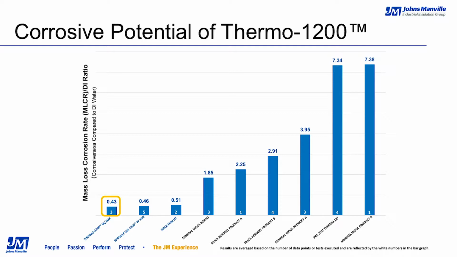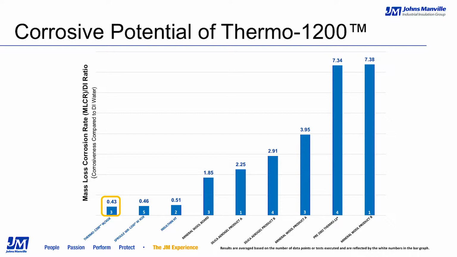The y-axis on the table is the ratio of mass loss corrosion rate for the insulation material to DI water. This ratio provides a baseline for each insulation material so they can be compared to one another. It is important to note that this method of analysis that we have done is not part of the ASTM procedure. Rather, it is a way for us to convey the data to you in a more concise manner.